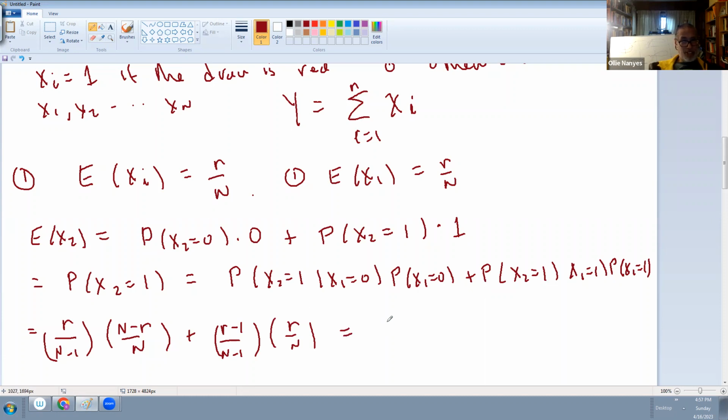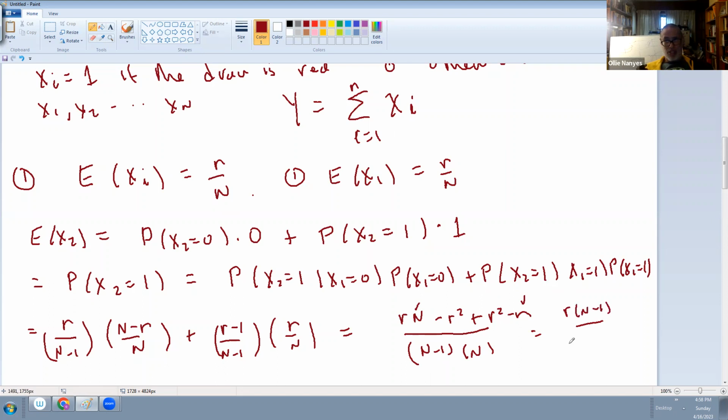And it's just a simple addition. So it's going to be rN minus r squared plus r squared minus r, over N minus 1 times N. And then just doing a little bit of arithmetic here, the r squares cancel, and we have this r here and this r here, r times N minus 1, over N minus 1 times N, which is just r over N.